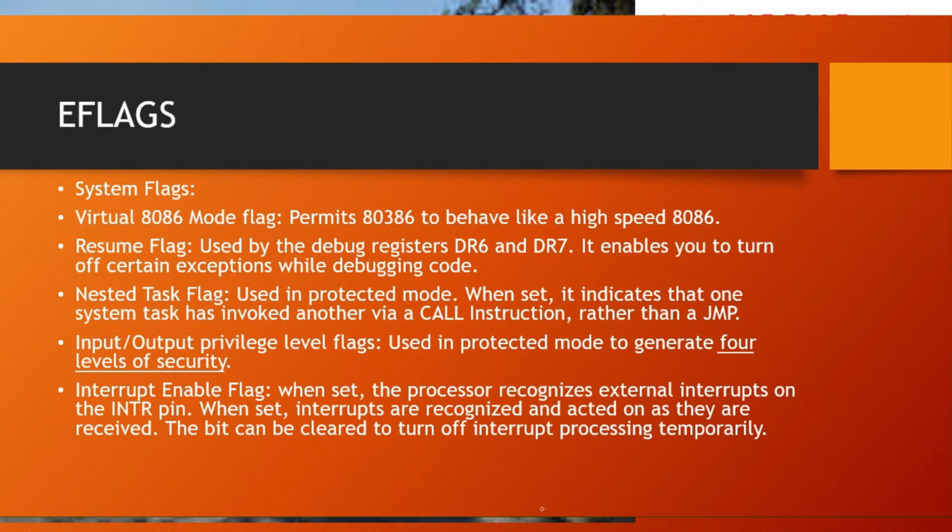And then there is another flag called the interrupt enable flag. When set, the processor recognizes external interrupts on the INTR pin, and the interrupts are recognized and acted on as they are received. The bit can be cleared to turn off interrupt processing temporarily. So in that scenario, maskable interrupts can be disabled if we disable this particular bit. So the interrupt enable flag is also a system-related flag.